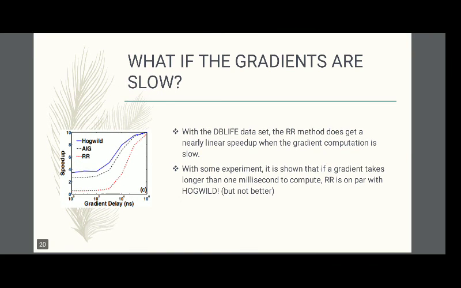One problem that arises is, what do we see if the gradients are slow? With the DBLife data set, the RR method does get a nearly linear speedup when the gradient computation is slow. With some experiments, it is shown that if a gradient takes longer than 1 millisecond to compute, RR is on par with HOGWILD but not better.